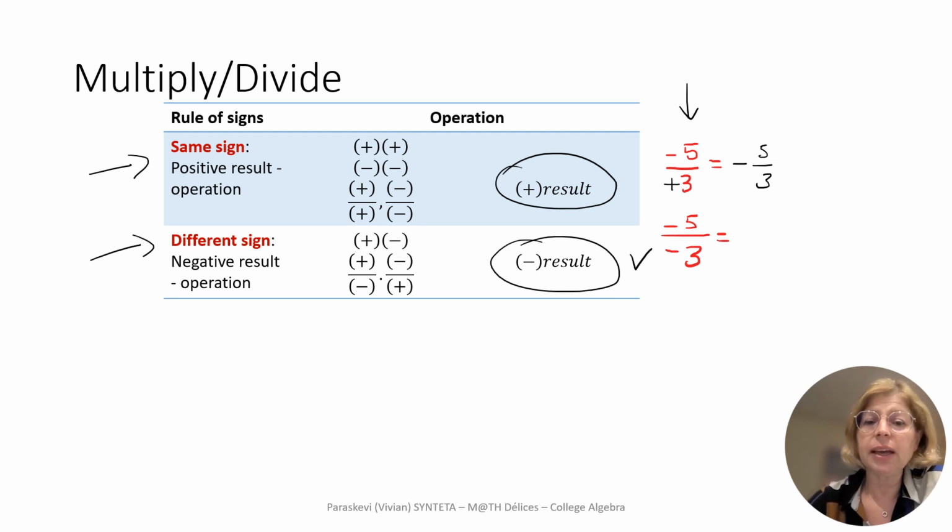And in the second case, we've got a division between two negative numbers, so this will give us a plus sign because we fall to the first case. So this will be a plus, we can even omit it, 5 over 3, and this is the result and how we proceed.